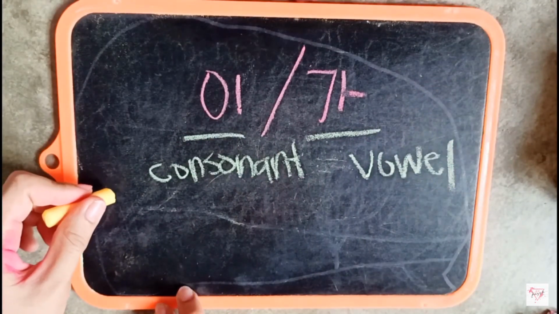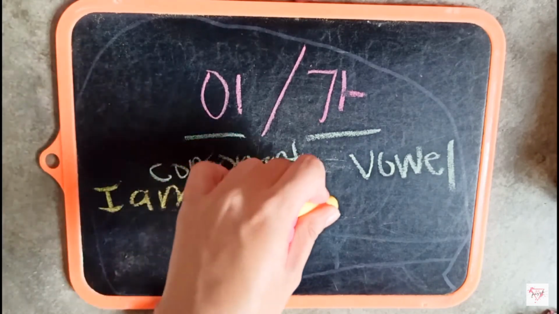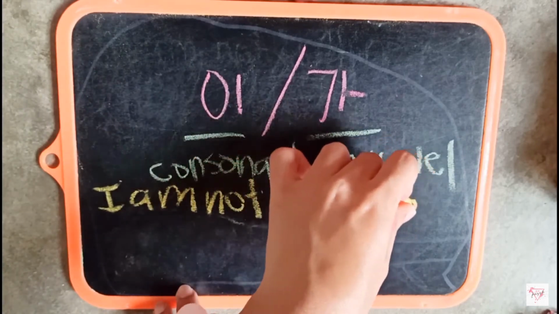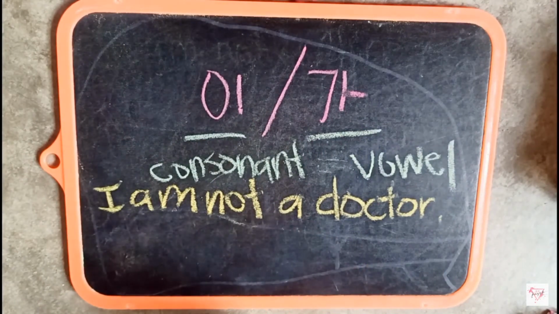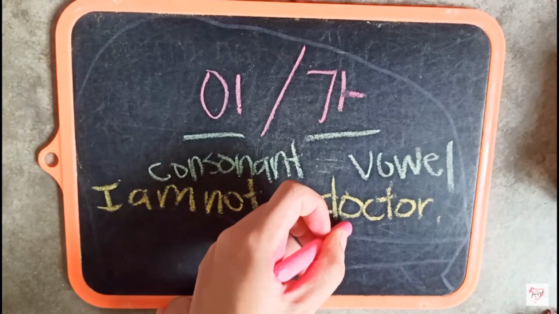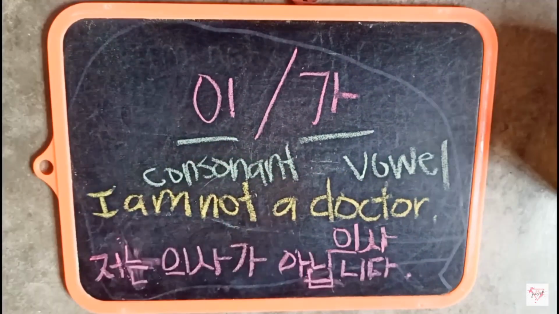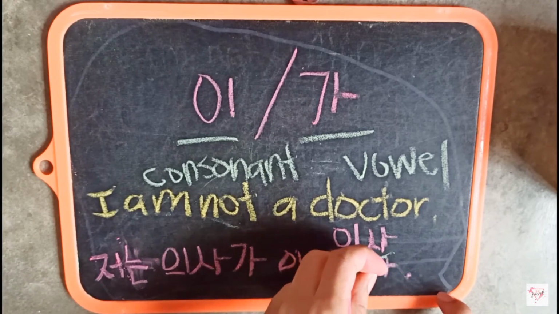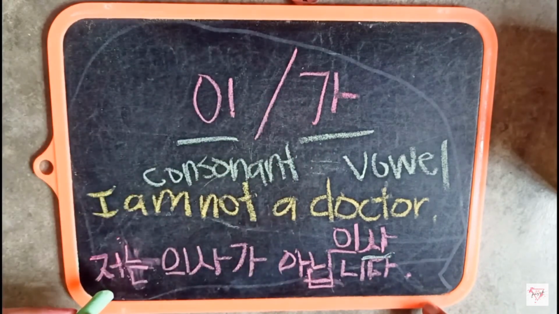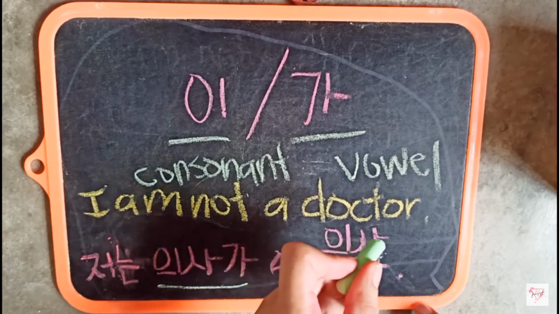For example, we want to say that I am not a doctor. Doctor in Korean is Wisa. Since the word Wisa ay nagtatapos po sa vowel, we will use ga. Chunun Wisaga animnida. It means I am not a doctor.